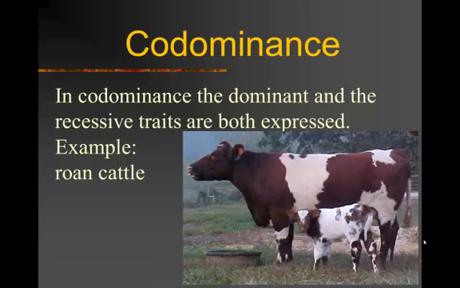See the codominance here? In codominance, the dominant and the recessive traits are both expressed because there's not really a recessive trait. Both traits are showing up. One is not dominating over the other. So obviously, if you look at these cattle, one of the parents was a brownish red color and the other parent was white. And that gave these what are called roan cattle, which are heterozygous.